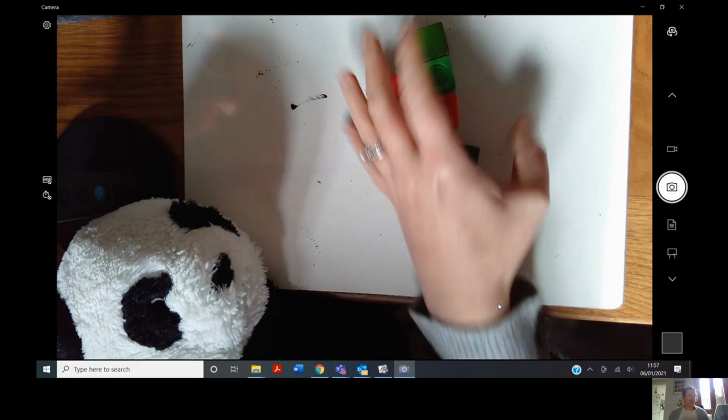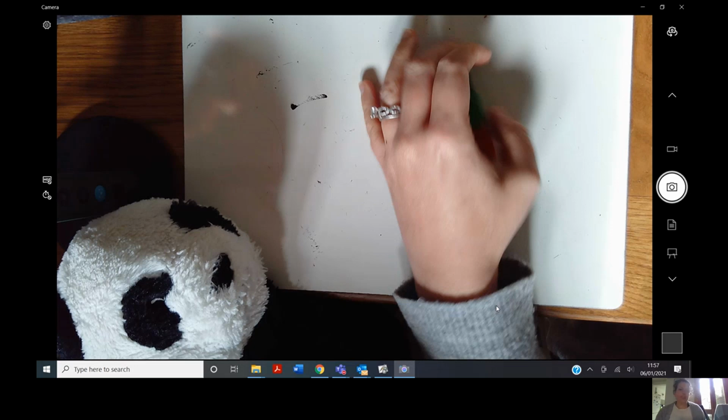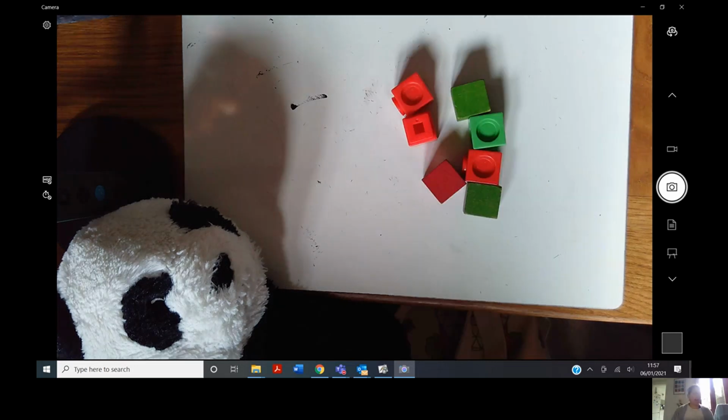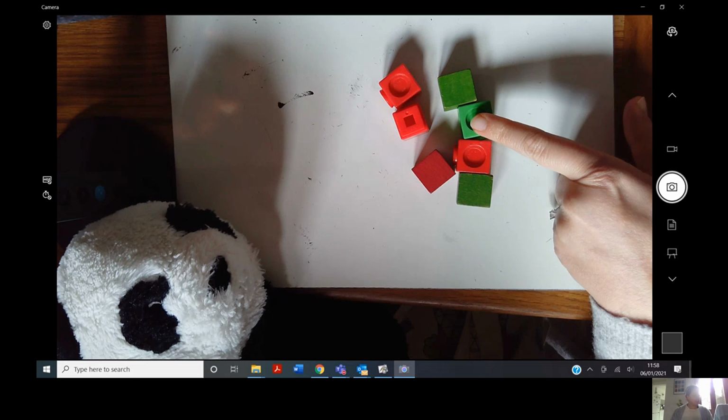So all together here, how many cubes do I have? Counting with me. 1, 2, 3, 4, 5, 6, 7. I have 7 cubes. So 7 equal parts.